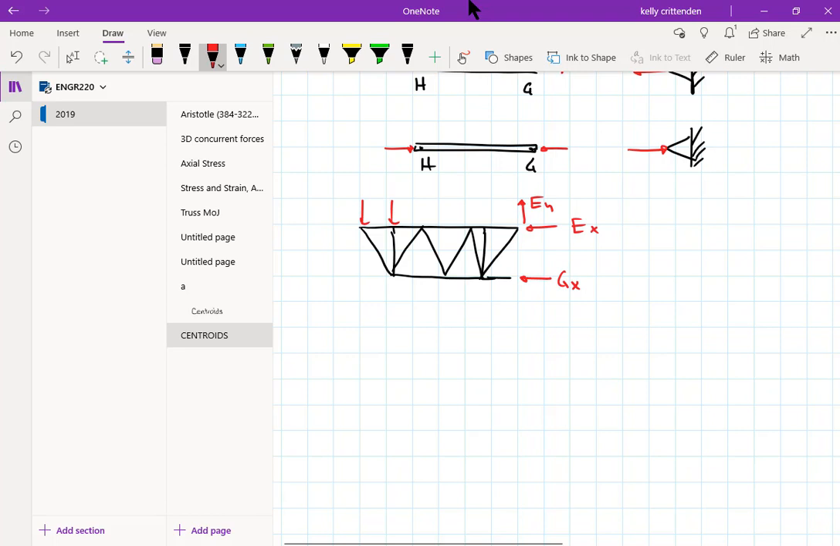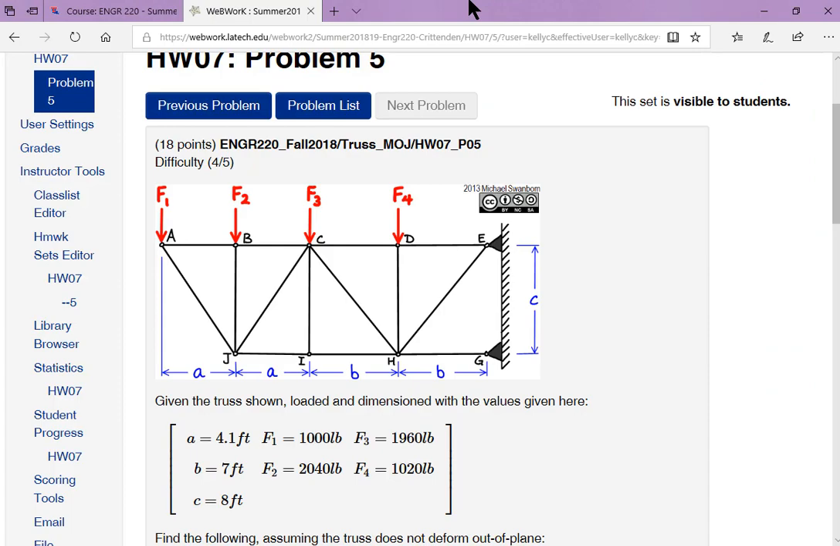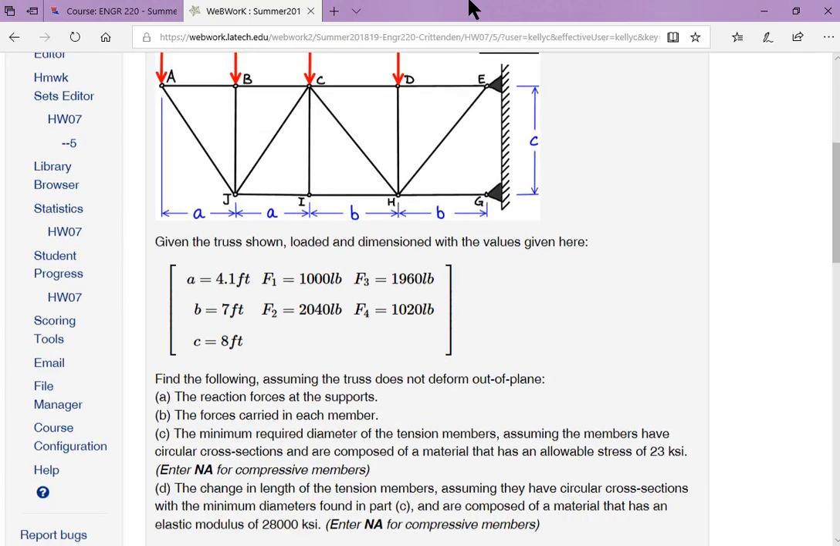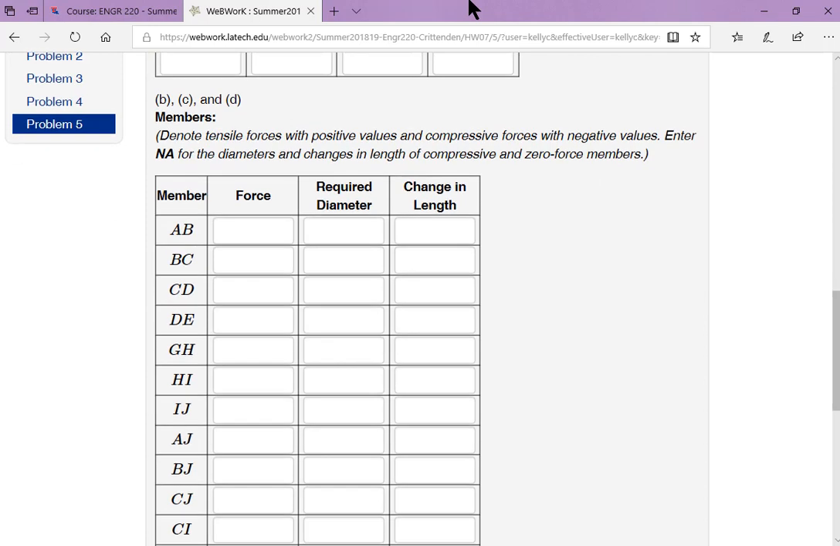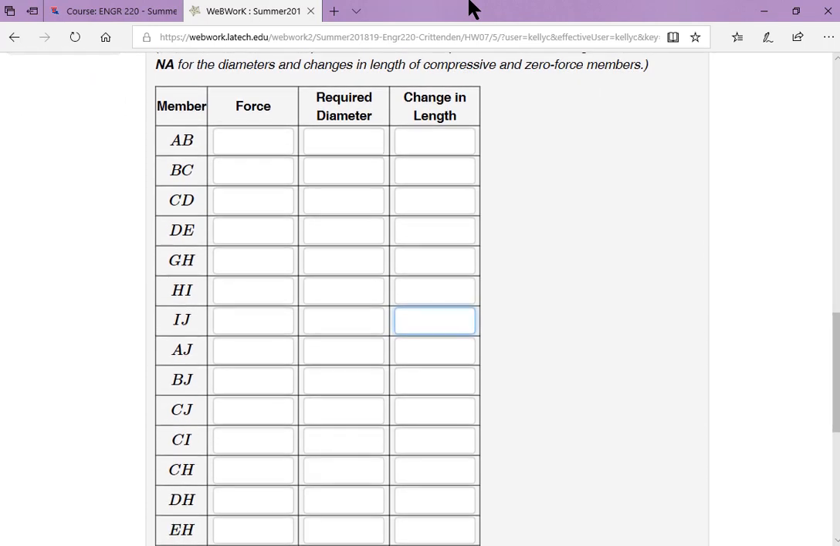I can do my normal process, do moments about E and find GX, and then do summation of forces in X and summation of forces in Y, get all my external reactions, and then I don't even know what the problem's asking for. It's asking for everything. And not only does it ask for every member force, but it asks for the required diameter. So these are all rods, and you have different forces in them. So you're basing that on stress. Once you find the diameter, then how long did it change?